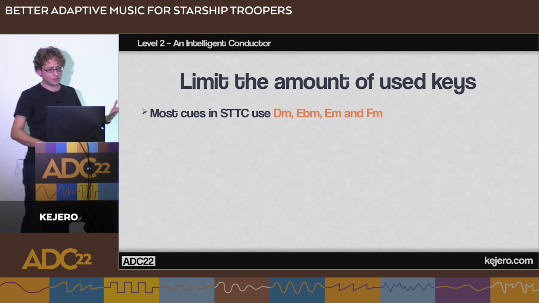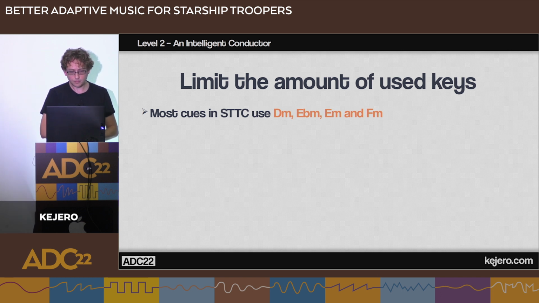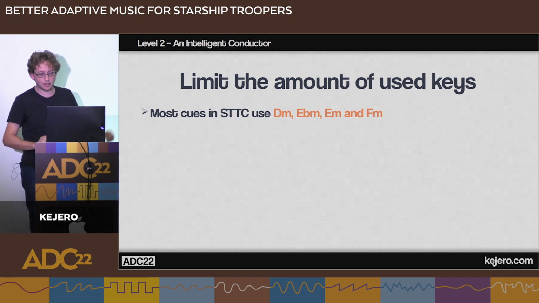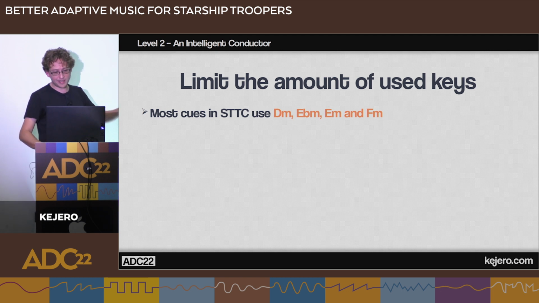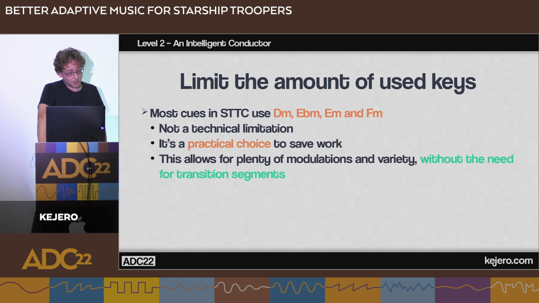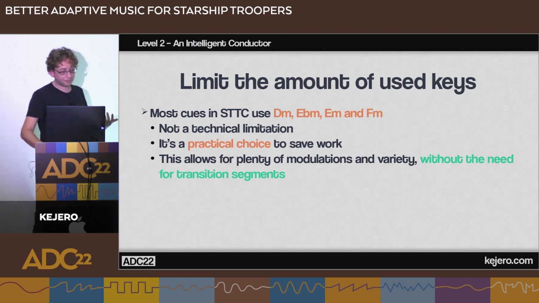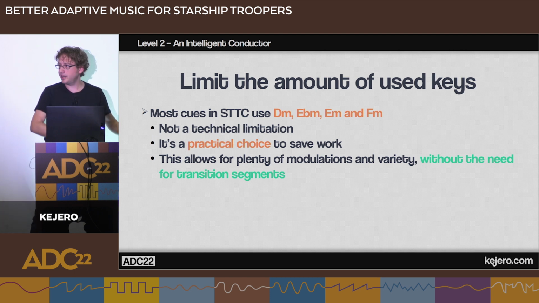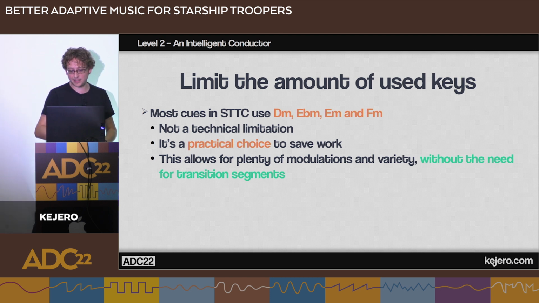I also limited the amount of keys that I used. So actually every cue in the entire soundtrack uses just these 4 keys. And every cue has a section of at least a few measures in each of those 4 keys. That's not a technical limitation, that's just something that saves me work. It also proves to be enough keys to provide for plenty of modulations and variety. And I know that at any point in any cue, I will be able to jump to any other cue because there will be, at the very least, matching keys.